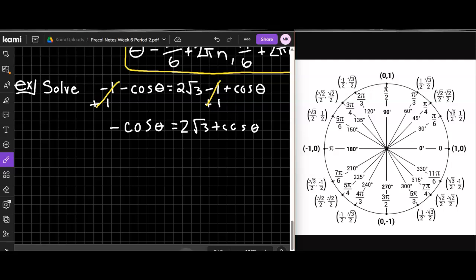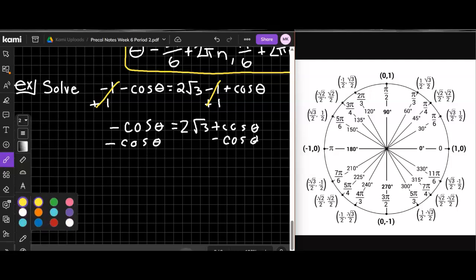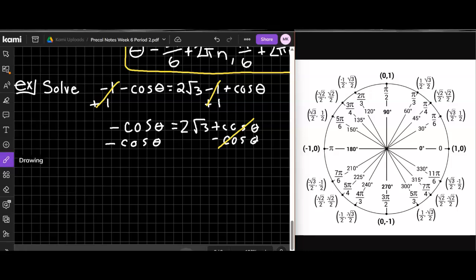Now I need to get my cosines onto one side of the equal sign. I want to get my theta by itself on one side of the equal sign. So I'm going to subtract the cosine of theta on both sides. And over here on the right, where we have our 2 square root of 3, those cosines are going to cancel out because addition undoes subtraction. And now my equation is negative cosine of theta minus cosine of theta, leaving me negative 2 cosines of theta, just as if they were variables like x or y. And that's equal to 2 square root of 3.